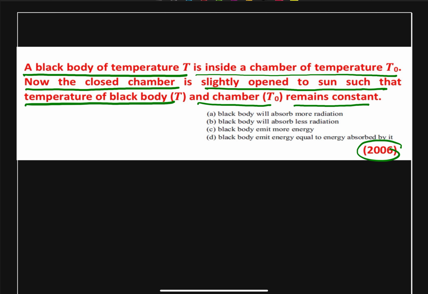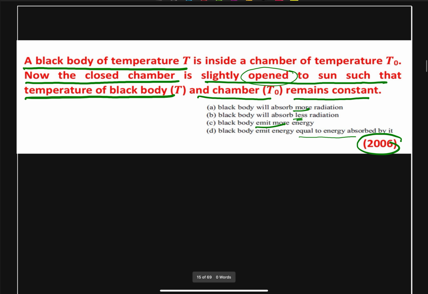First, when it is inside the chamber and the chamber is closed. In the second part, it is slightly opened. We have to find out how the black body behaves. First, A and B are almost the same, the only difference being more radiation and less radiation, and C and D are also the same. They talk about emitting more energy and emitting equal energy. So first of all, let's try to understand black body radiation, which is nothing but Stefan-Boltzmann law.